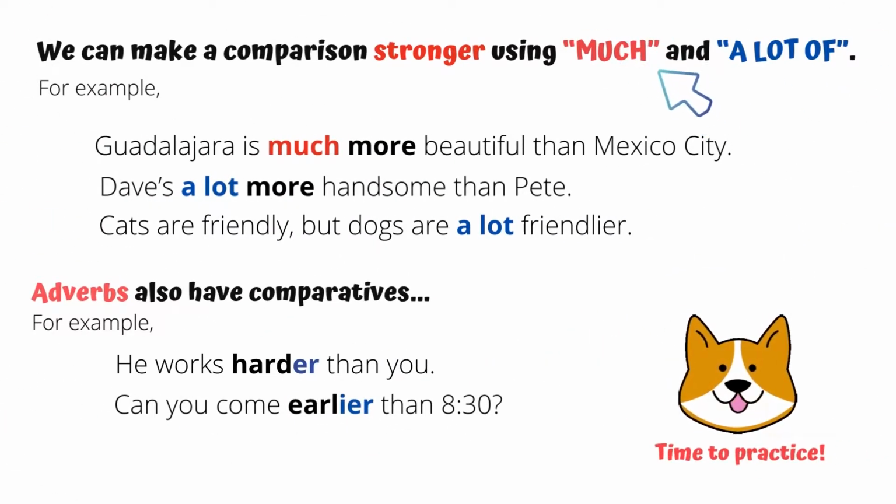Finally, we can make stronger comparisons using much and a lot of. For example, Guadalajara is much more beautiful than Mexico City. Dave's a lot more handsome than Pete. Cats are friendly, but dogs are a lot friendlier.